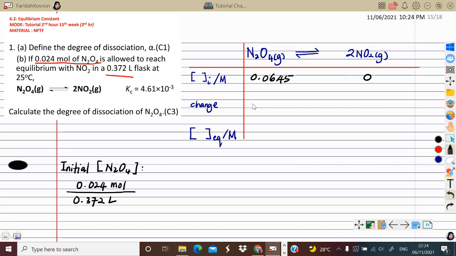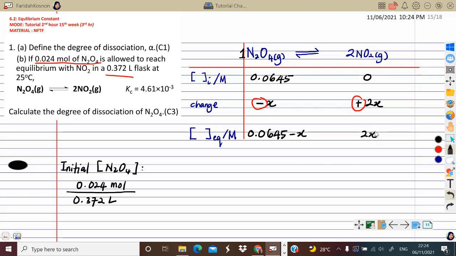Okay, now during the reaction, the concentration of reactant will decrease sebanyak berapa? So kita akan refer kepada stoichiometrical coefficient. So since kat sini ada 1 mol, maka kita wakilkan dengan unknown which is X, tapi dia adalah minus X. But the concentration of the product will increase sebanyak 2x. So wajib letak positif and negatif ini. It is compulsory. So at equilibrium, the concentration of N2O4 is 0.0645 minus X, and this one is 2x.